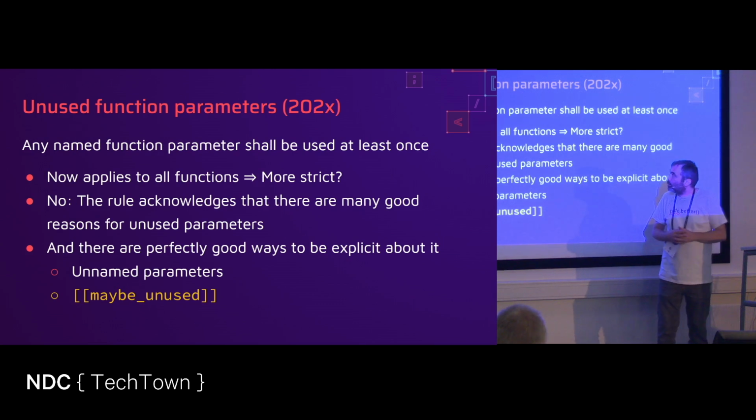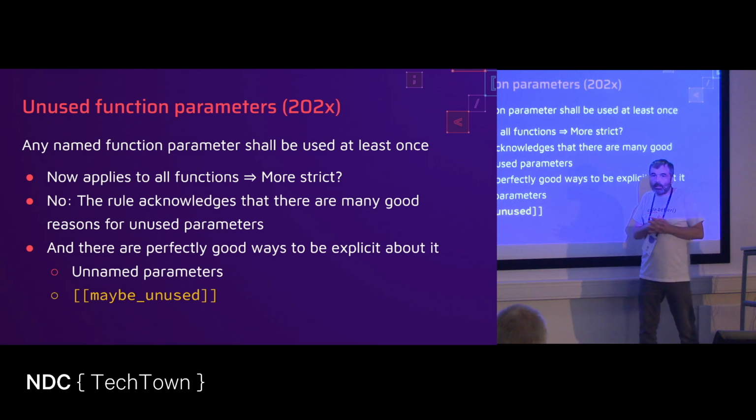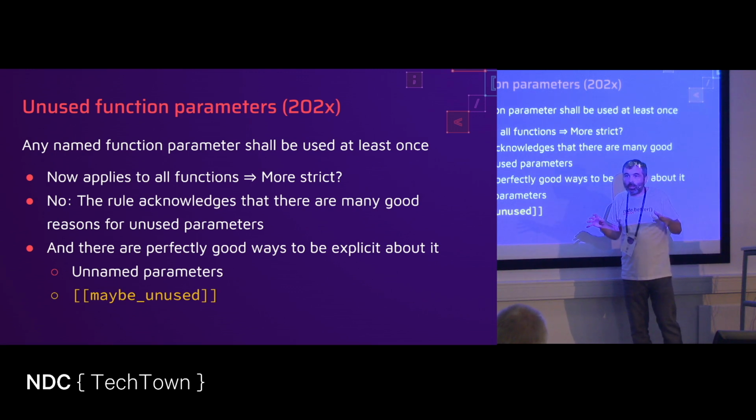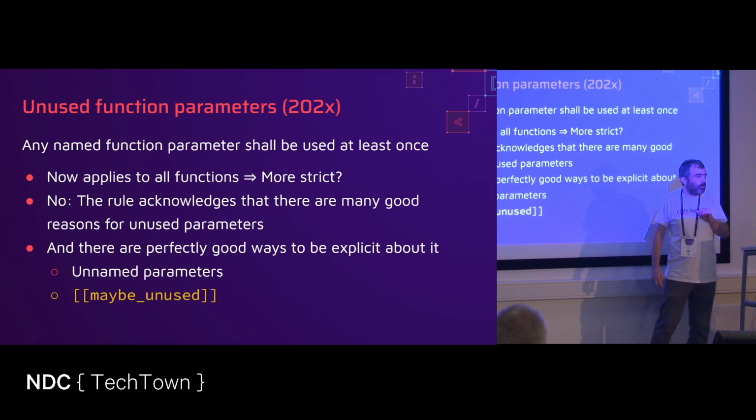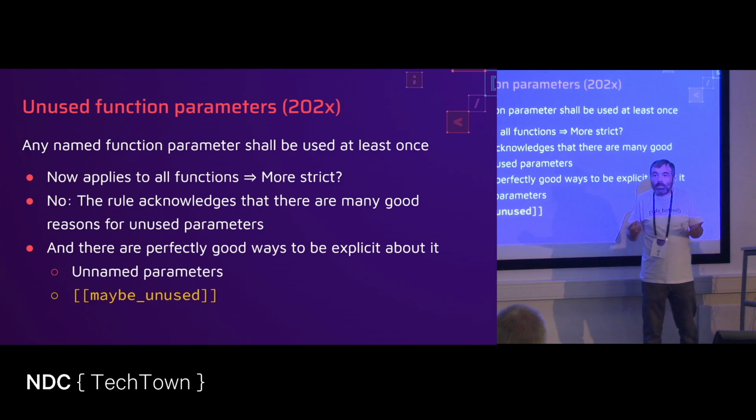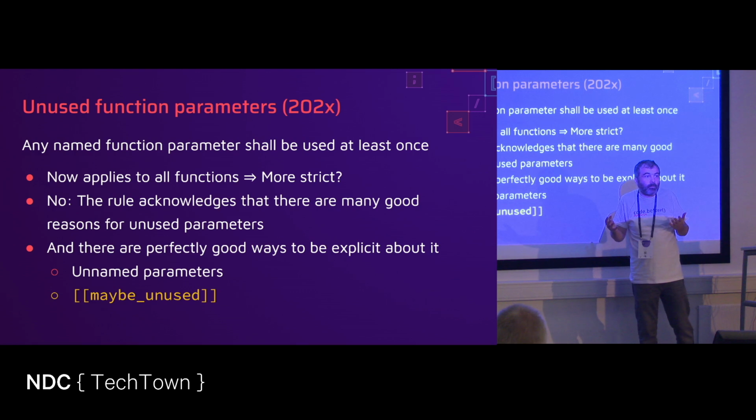So, new version. All named function parameters should be used at least once. So no more exception for virtual functions, no more exception for callbacks. Okay, I said the rule was too strict. Did we make it stricter? No. All named function parameters should be used at least once. There is a very common pattern, which is if you have a function parameter with no name, of course you are not using it. And it's explicit for the user. It's very visible that you are not going to use it because you cannot use it. It does not have a name.